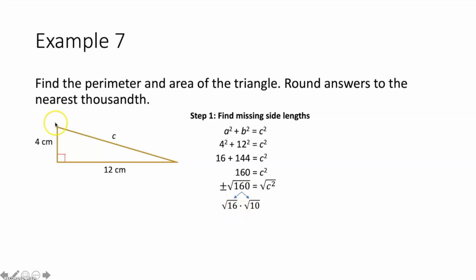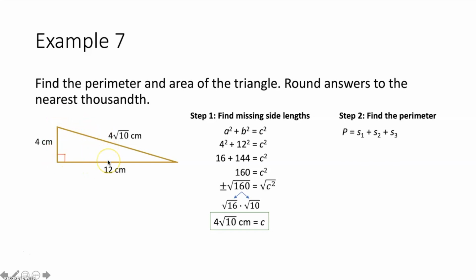Now because we're dealing with the side length of a right triangle, we're just going to keep the principal root, the positive version. We can't have a negative side length. So c is going to be equal to 4 rad 10 centimeters. So I can plug that in over here, and now I can find the perimeter of this triangle. The perimeter of a triangle, we just add together all of these three side lengths, and because it says round your answer to the nearest thousandth, you're just going to plug this in your calculator, and you get that the perimeter is approximately equal to 28.649 centimeters.